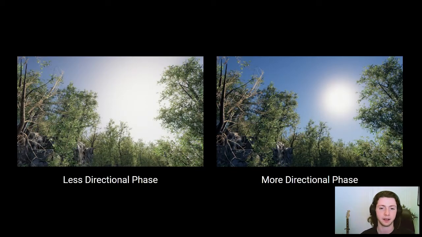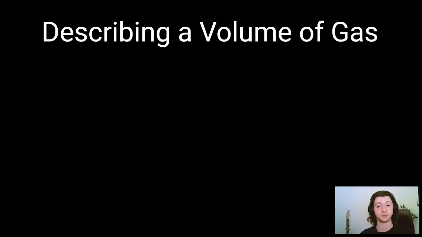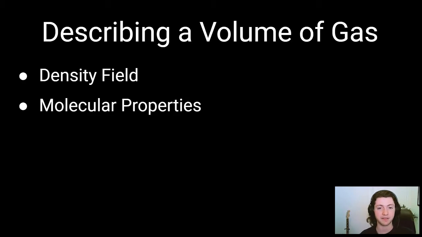All right, so that is our full model of a volume of gas. We have our statistical model. We have our density field, which tells us where particles are and where they aren't. And then we have the molecular properties that differentiate something like the sky from a plume of smoke.